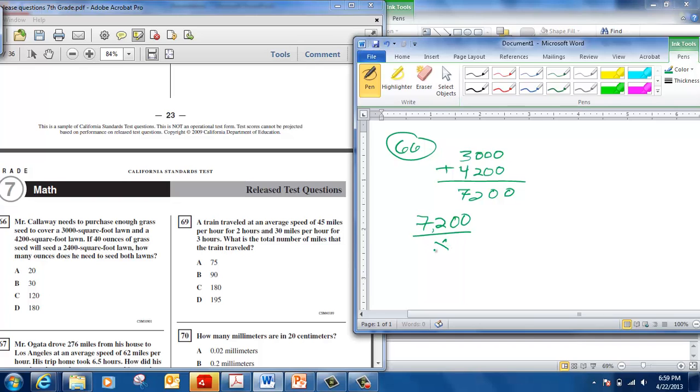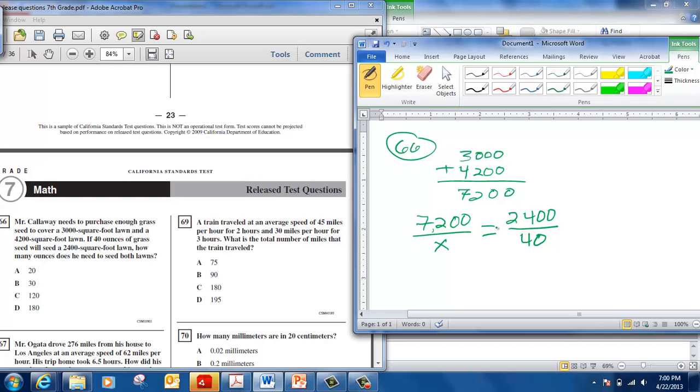And so I'm just going to write this. I need to know how many seeds that's going to be. Well, I know that my ratio is going to be 2,400 square feet for 40 ounces of seed. So let's just think about what a reasonable answer is. So 2,400 requires 40 ounces of seed. So I know it can't be A or B because it has to be more than 40 ounces.